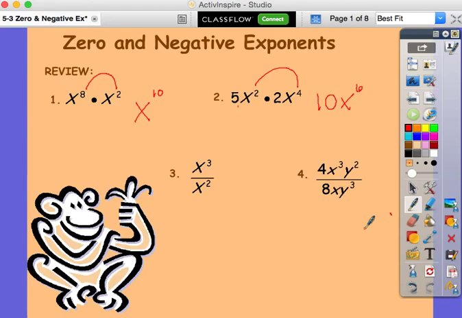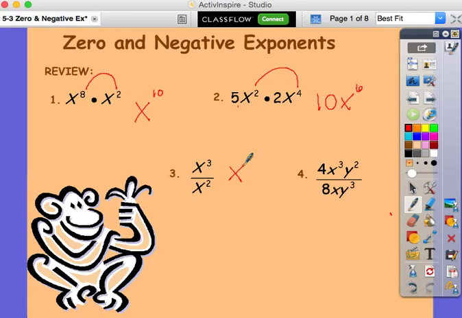Number 3, now we're moving into a little reminder about dividing with exponents. Our base is the same. We have an x in the numerator and x in the denominator. So therefore, we do what with our exponents? Subtract our exponents. Now, we do have to look to see where the larger exponent is, which in this case is in the numerator. So it's just going to be x, because 3 minus 2 is 1.